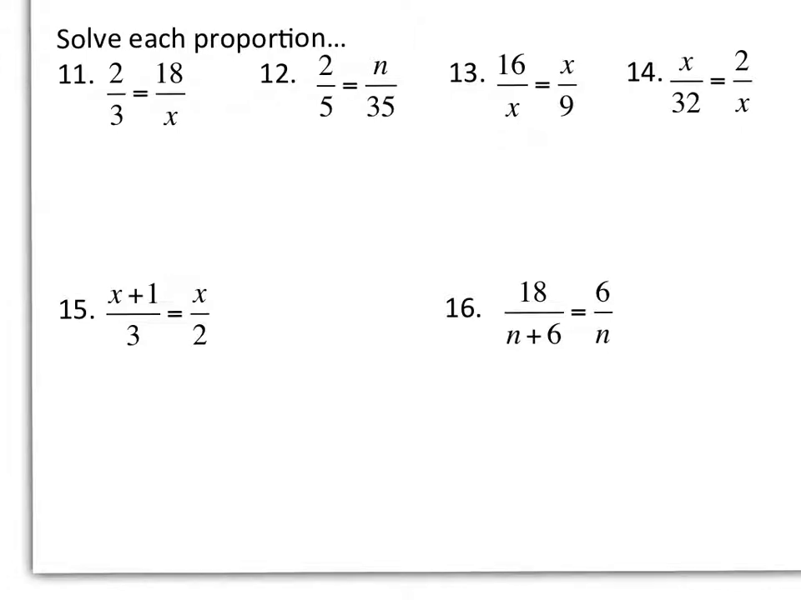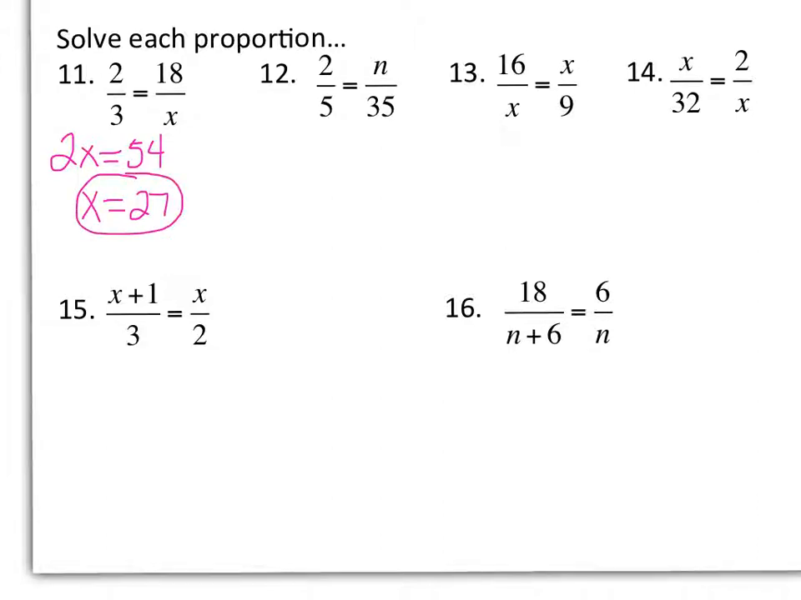Okay, next examples, we're going to solve each proportion. So remember, to solve a proportion, you are going to take the cross product. So we will take 2 times x is equal to 3 times 18, or 54, and then divide both sides by 2, we get x equals 27.